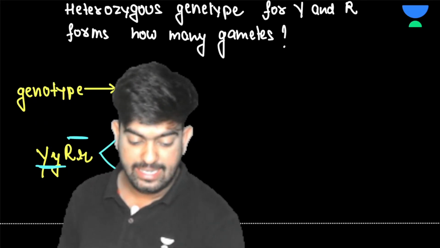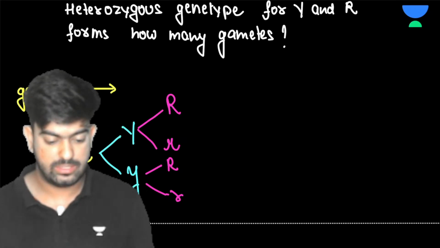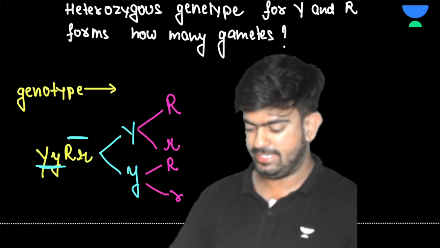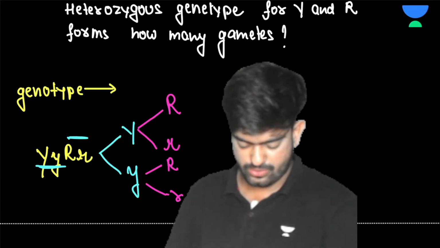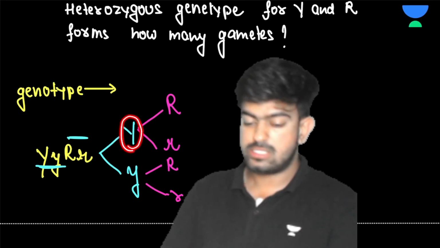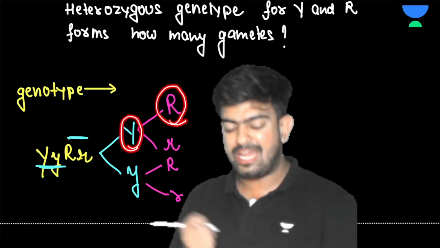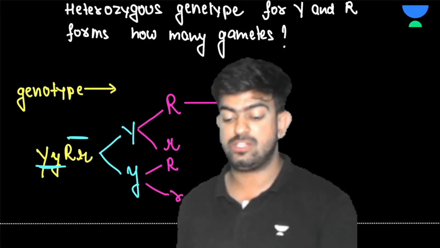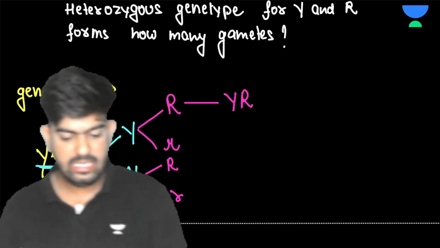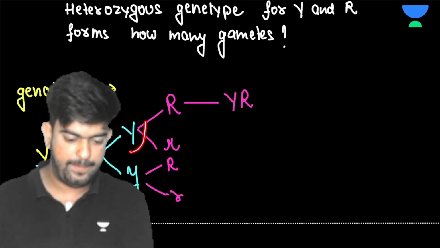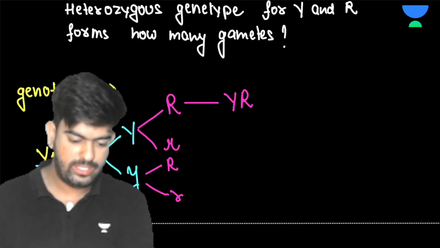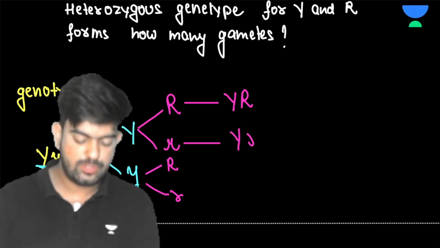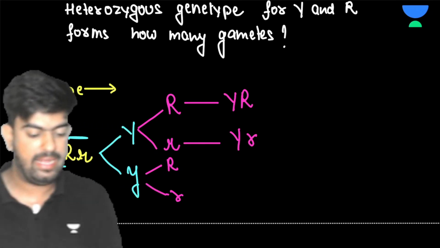Now we need to figure out how many types of gametes we have formed. This is Y, and this is capital R. So here we have capital Y and capital R as one gamete. And here we have capital Y and small r, so the gamete is capital Y and small r.